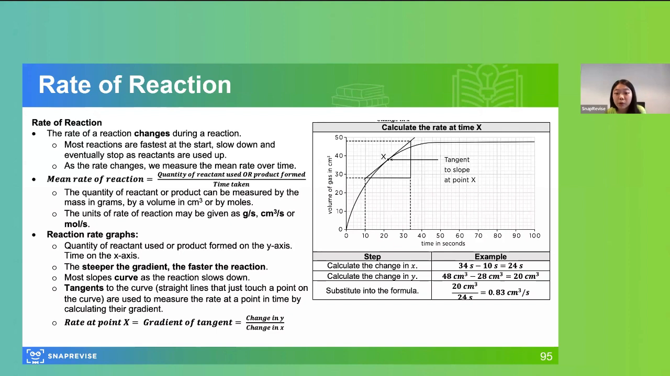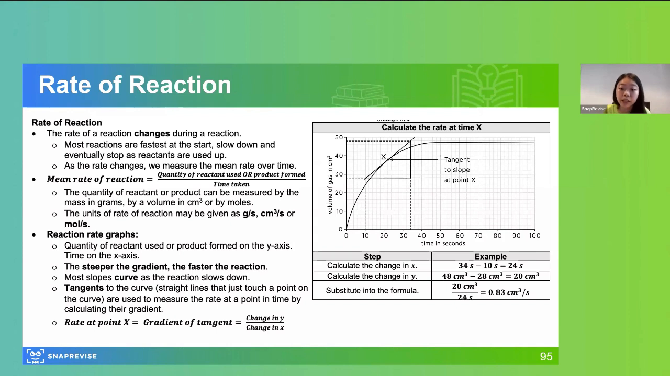As the rate changes, we can measure the mean rate over time, and this is used by figuring out a tangent. The mean rate of reaction is just reactants used up or products formed. When you're reacting something, you're going to use up your reactants or you're going to form a certain product. So the rate of reaction is just the products formed divided by time, or reactants used up divided by time. So the units are usually grams per second, cm cubed per second, or mole per second. It really depends on what exactly is the reactant or product that you're measuring. If it's a mass, it's in grams. If it's volume, it's going to be centimeters cubed. But it's always going to be per second. The second is the standard unit you'll be using when you're measuring a rate of reaction.